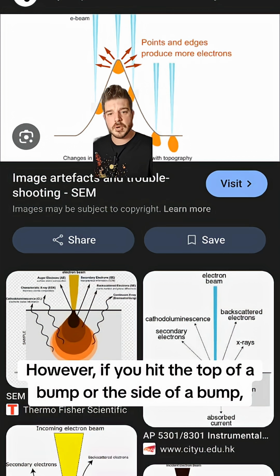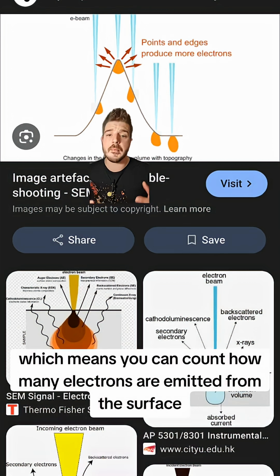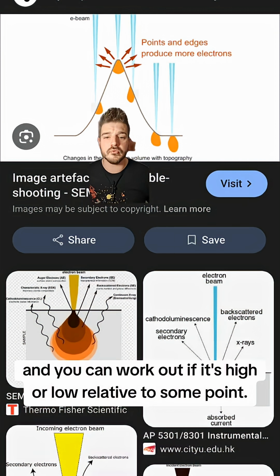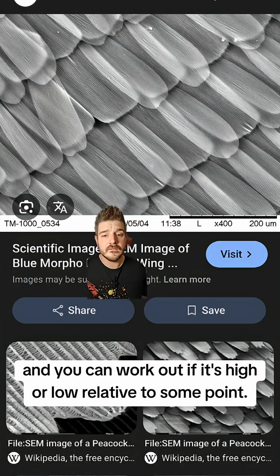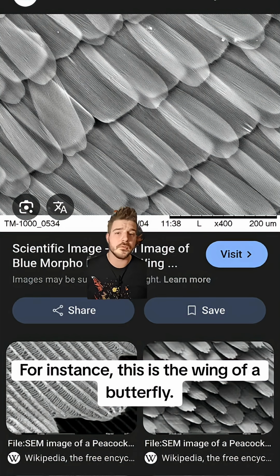However, if you hit the top of a bump or the side of a bump, more electrons will be scattered, which means you can count how many electrons are emitted from the surface, and you can work out if it's high or low relative to some point. This lets you build up incredible detail of surfaces. For instance, this is the wing of a butterfly.